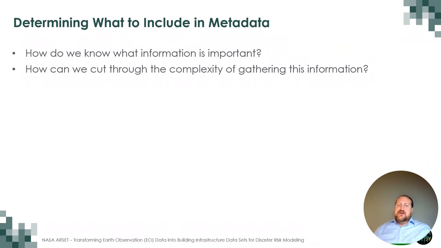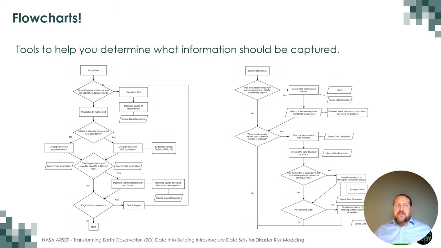And here we have determining what to include in the metadata. So we're trying to answer the questions, how do we know what information is important, and how can we cut through the complexity of gathering this information? And our answer to this question has been flowcharts. So flowcharts are tools to help you determine what information should be captured.